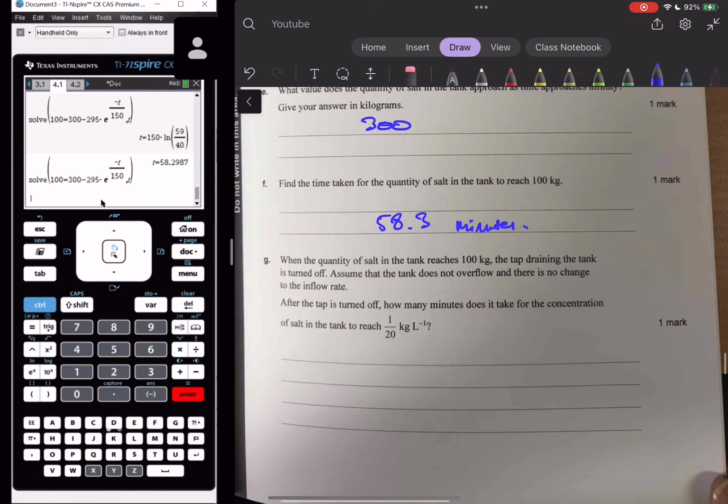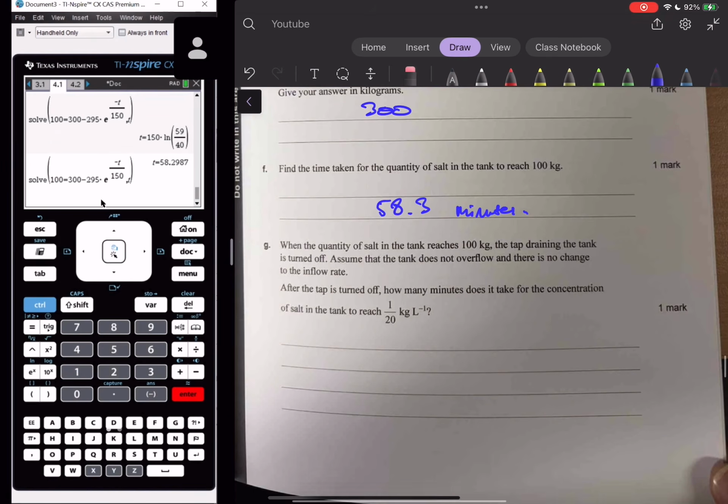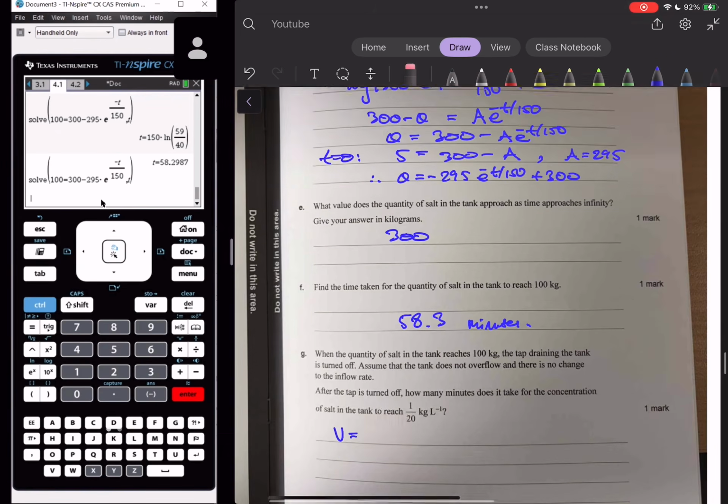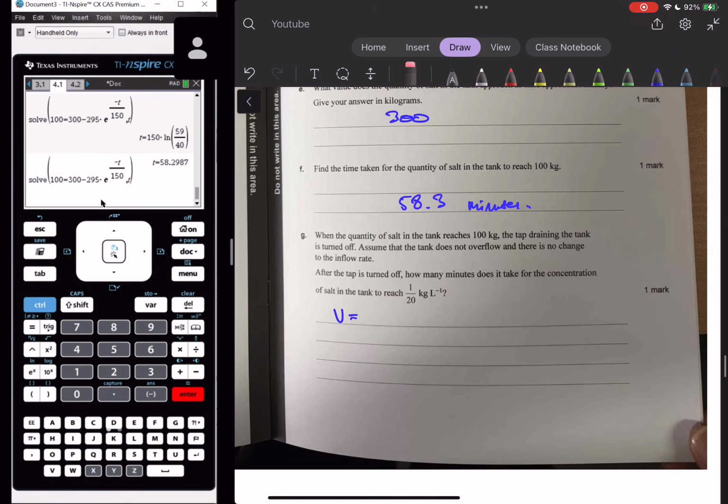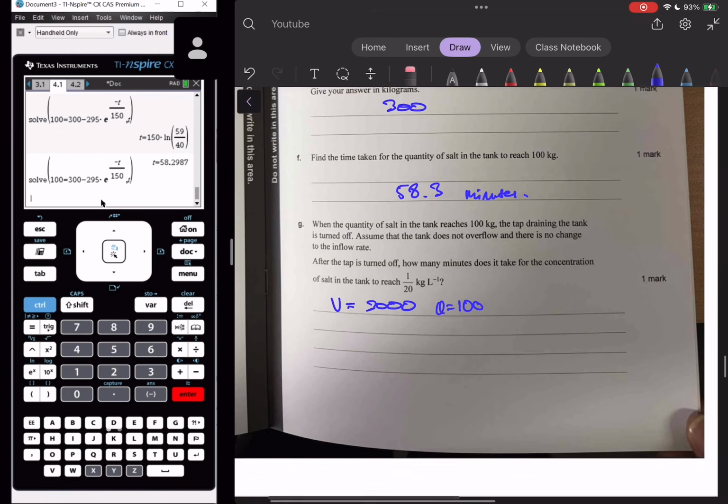When the quantity of salt in the tank reaches 100 kilograms, the tap draining the tank is turned off. Assume that the tank does not overflow. So the volume is always going to be equal to, it was 3,000, wasn't it? 3,000. And now we're no longer going to have outflow. So right when the tank reaches 100 kilograms of salt, we have Q equals 100, right, and V equals 3,000. And now we're only going to have inflow.